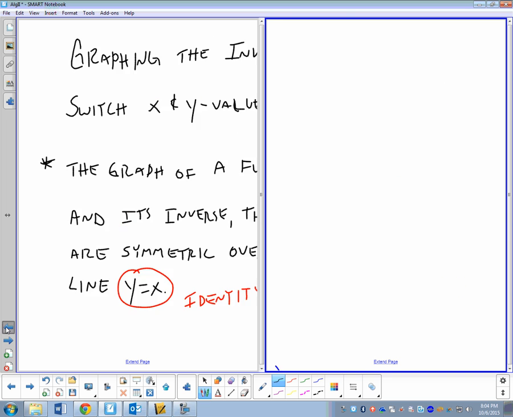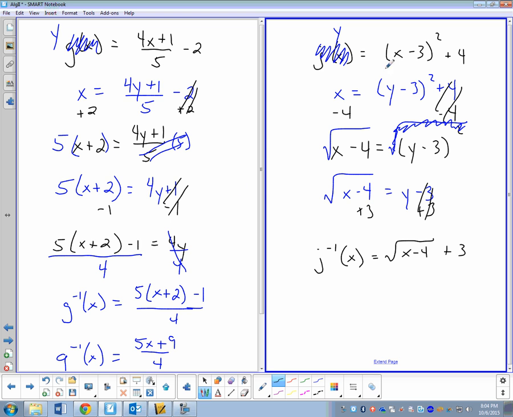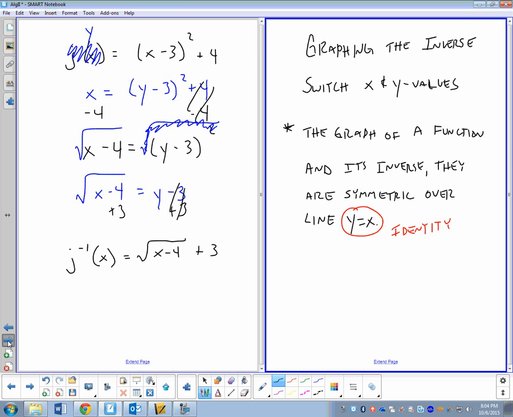Let's do one more of those. I want to look at this one here. So (x minus 3) squared plus 4.